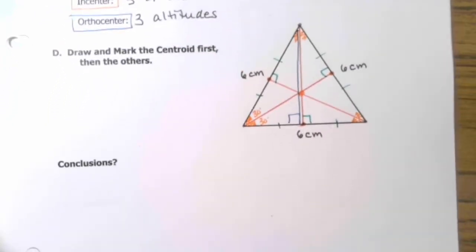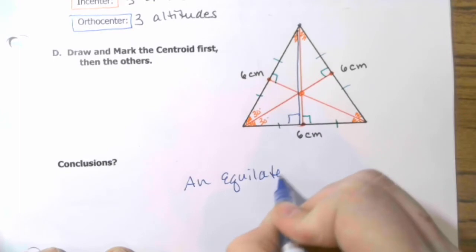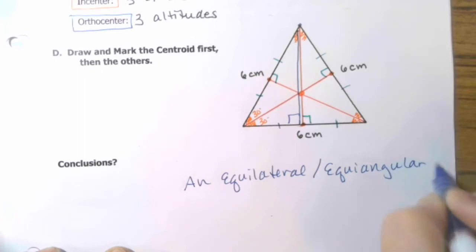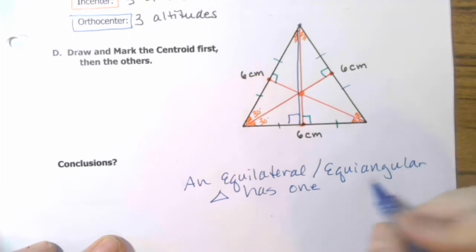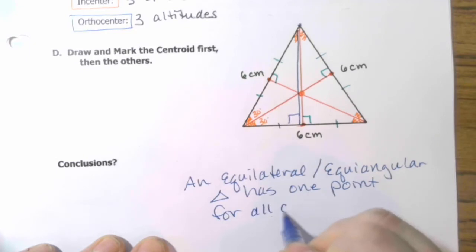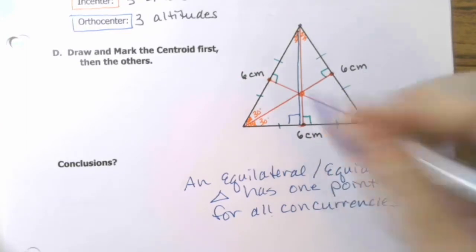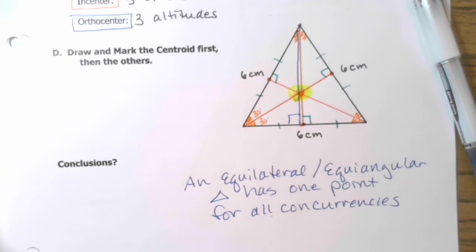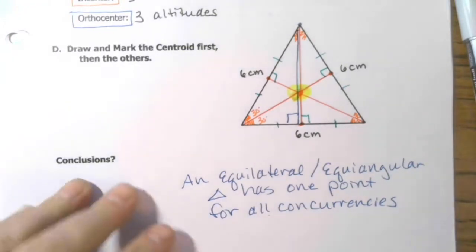So the conclusion is an equilateral, we'll just put a slash, equiangular triangle has 1 point for all concurrencies. And the 1 point, of course, is right here in the middle. That is the incenter, the circumcenter, the centroid, and the orthocenter. All right, flip the page.